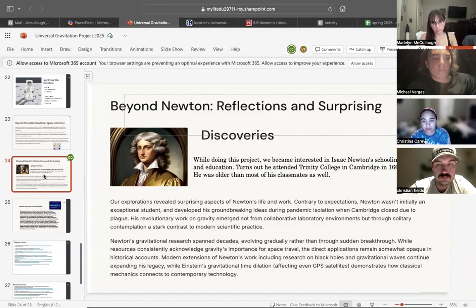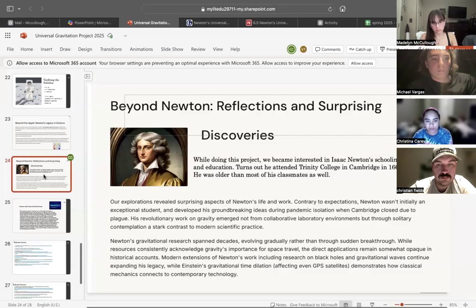Contrary to expectations, Newton was initially an exceptional student and developed his groundbreaking ideas through pandemic isolation, when Cambridge closed due to plague. His revolutionary work on gravity emerged not from the collaboration of laboratory environments, but through solitary contemplation, a stark contrast to modern scientific practice.